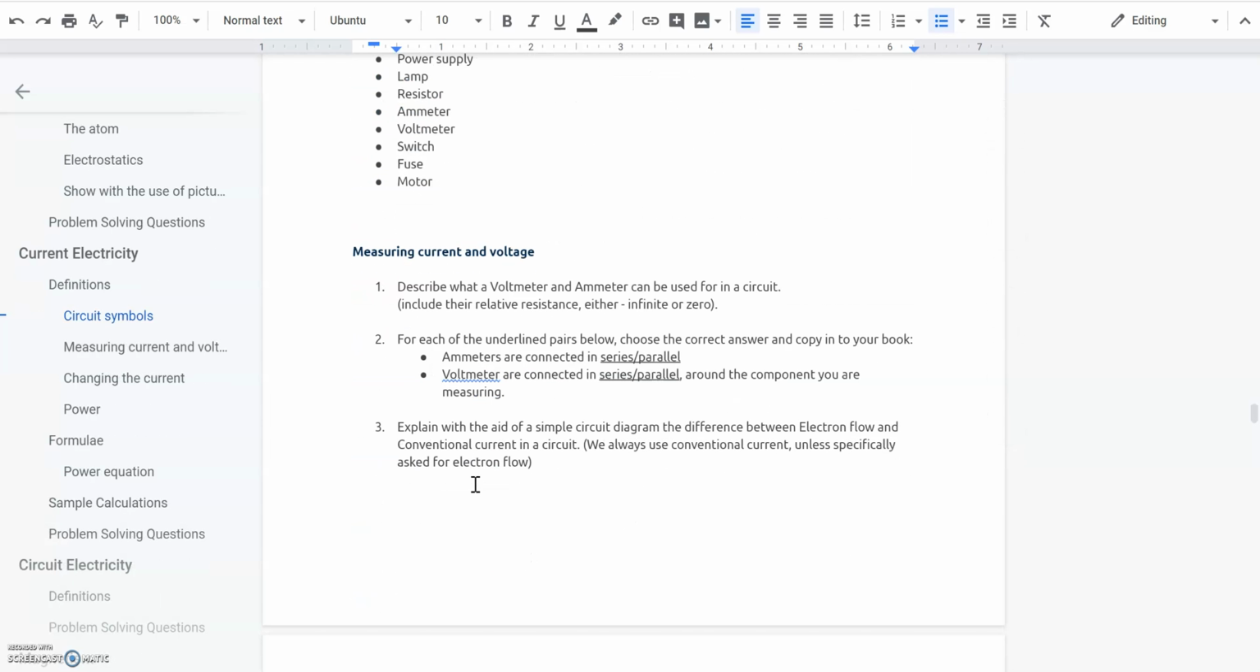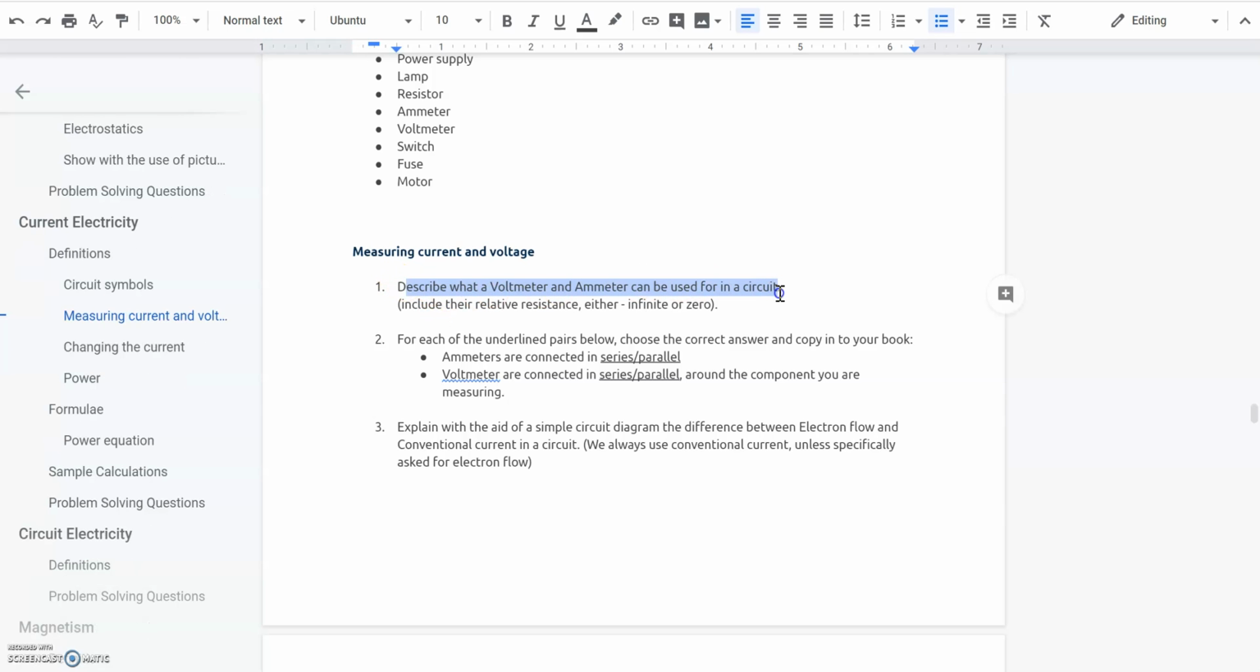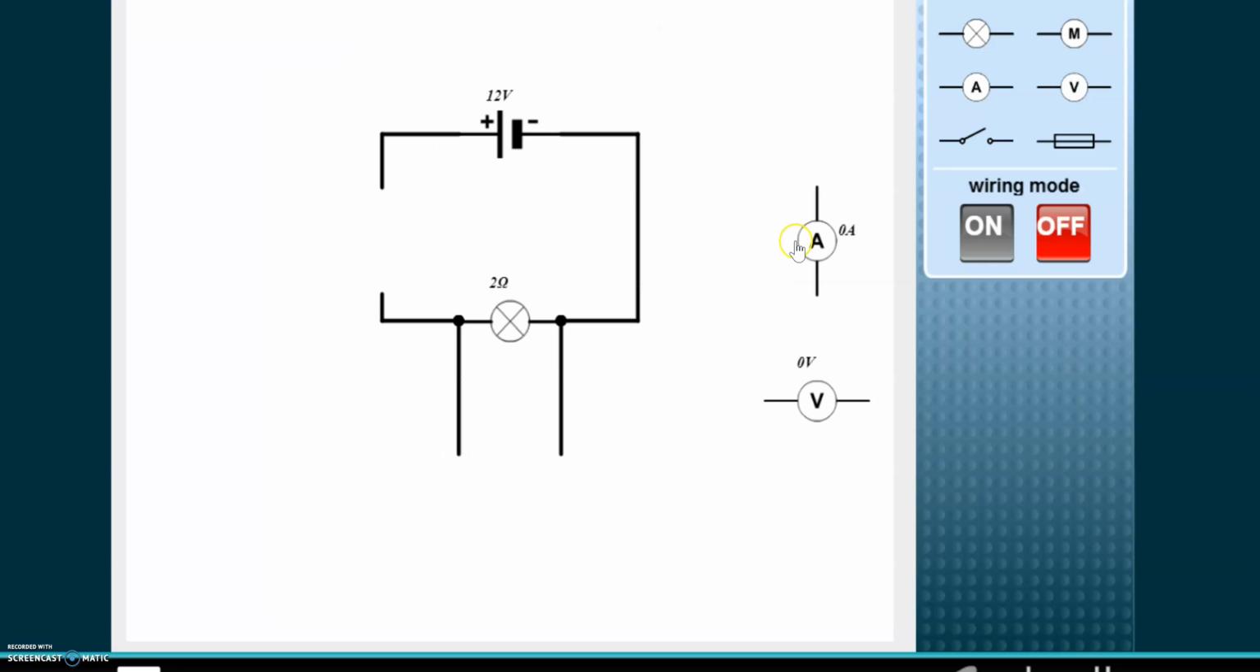The next section is about measuring current and voltage. In this section, you need to describe what a voltmeter and ammeter can be used for in a circuit. In this image, you can see a cell or battery providing 12 volts and a bulb which has a resistance of 2 ohms. We'll talk about more of that in the future. But first of all, we want to know how we can measure the current and the voltage. These are two useful properties.